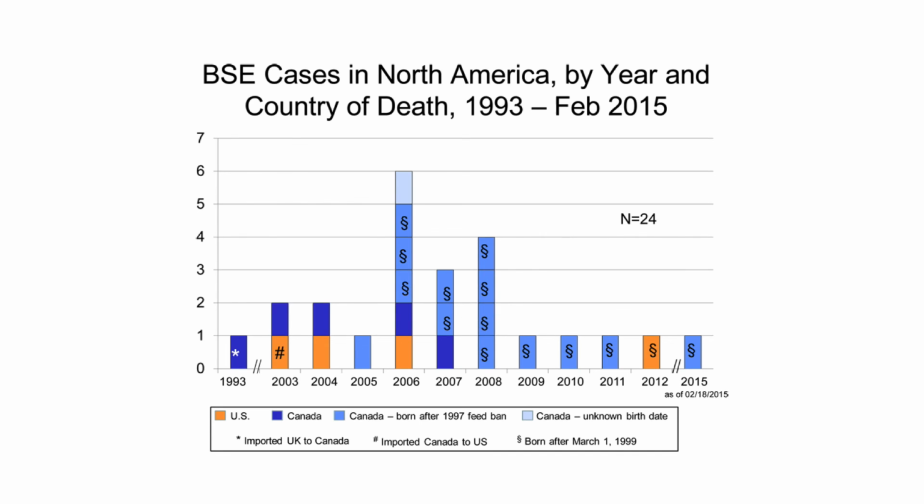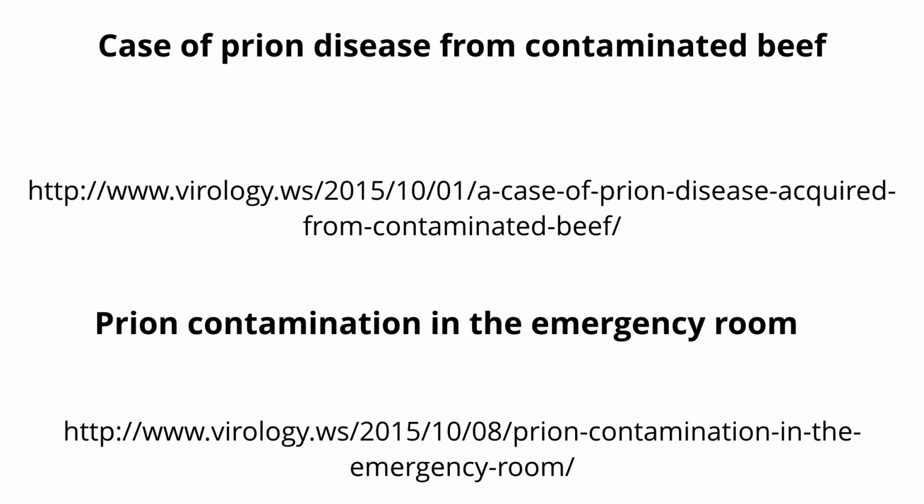So we're very concerned about introducing BSE into the human food chain, and so we've developed a diagnostic test to pick this up. I have 2 articles here if you're interested in reading further about this. The top is a case of prion disease from contaminated beef. This is a gentleman who apparently ate beef. They traced this back. He ate beef in a Middle Eastern country that had gotten beef from the UK during the BSE outbreak, and he came to live in the US, and at about 60, 65 years of age, he slowly developed dementia and inability to move, and he died of BSE. But they could trace back that he had eaten this, and of course he had no idea that he had done this. The other one is prion contamination in the emergency room.